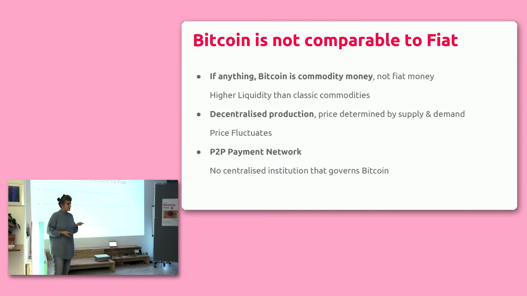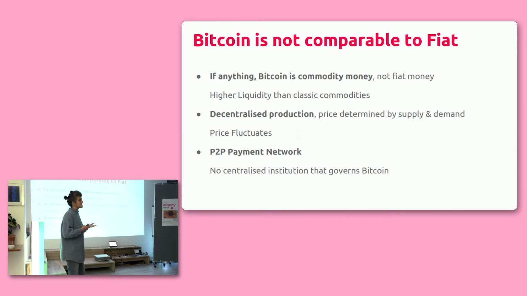First of all, it's actually backed by a productive function that it's doing, like keeping the network safe and performing. It's not just printed. There is code that determines how much you're rewarded with in Bitcoin if you keep the network up and running and safe. So it's not just printing money. Second, the production is decentralized. Anyone can download the code, be part of the network, become a miner, and validate transactions.